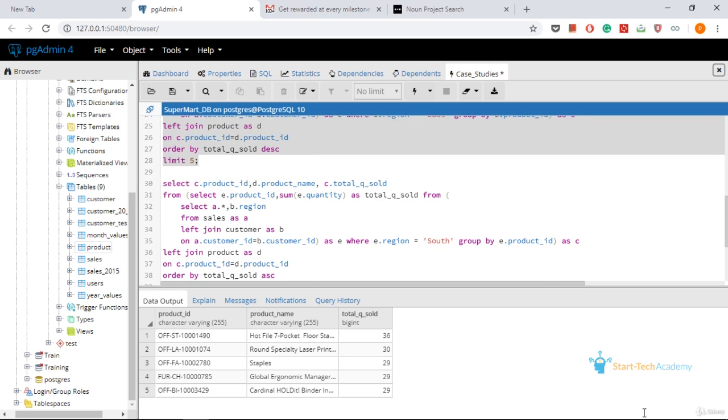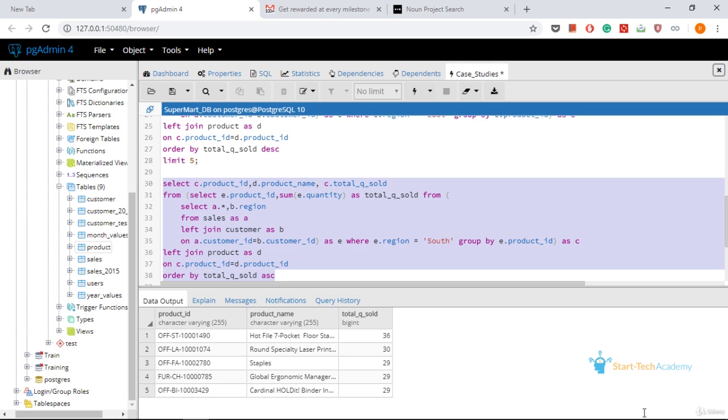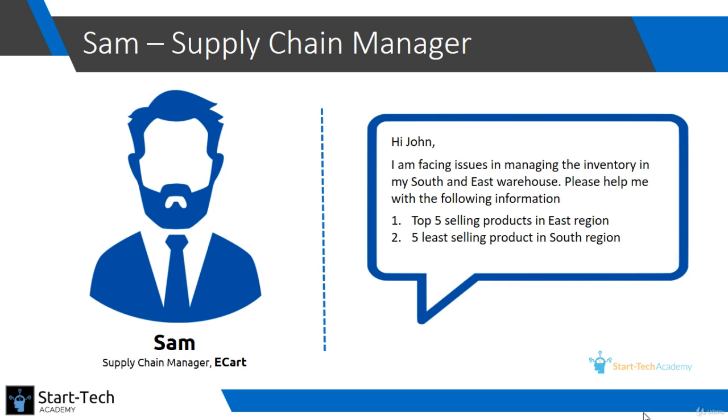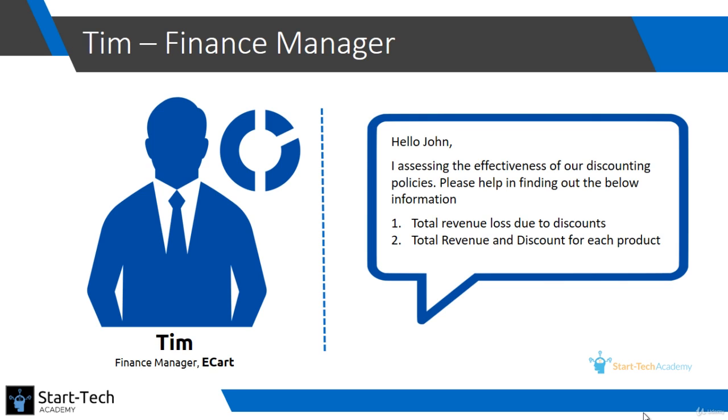Now let us run the second query to find out the least selling products of South. We can see that these are the 5 products with minimum sales. The operations manager can recall these products to make some space in the South warehouse. Next, let us see what finance manager is asking us. He wants the total revenue loss from discounts and the comparison of discounts given versus revenue generated by each product. So we write the corresponding query and run it.